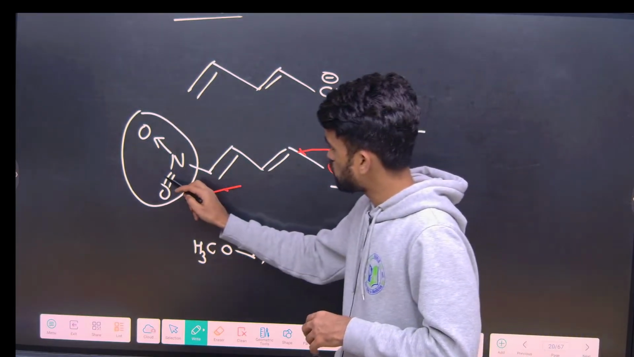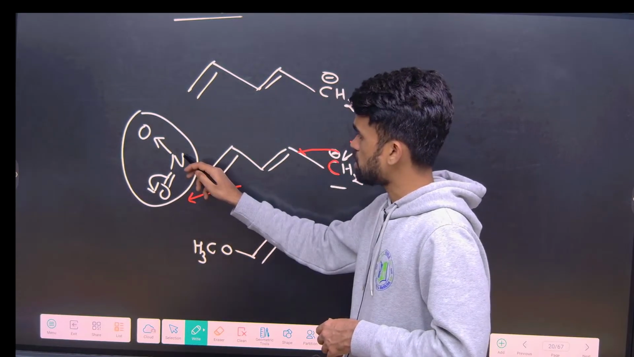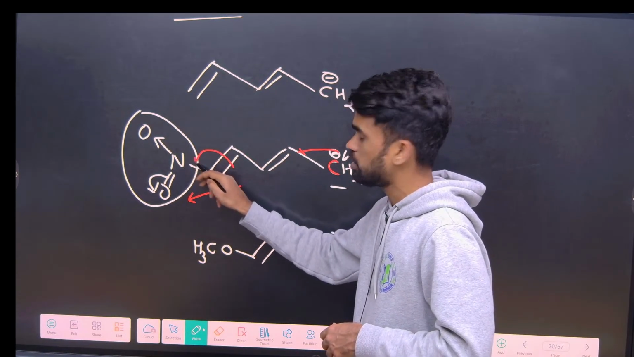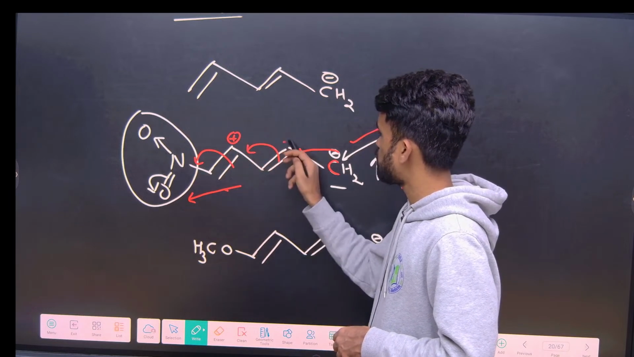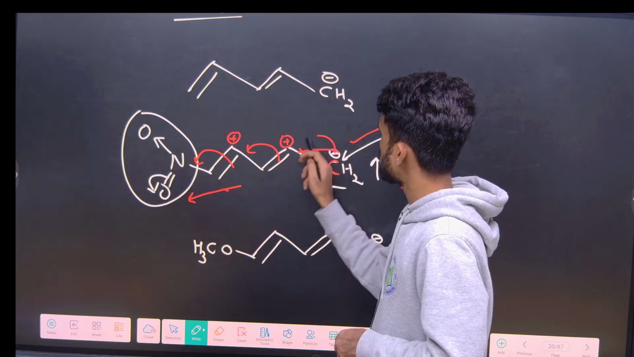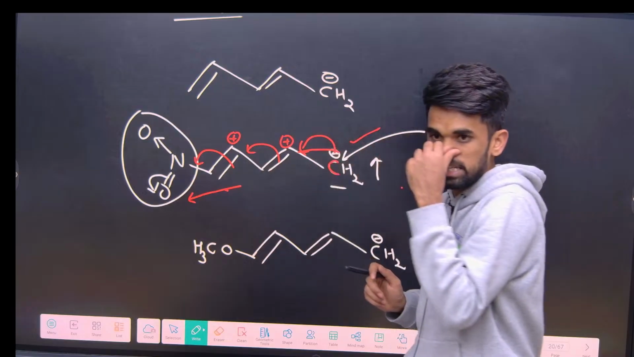See, it will withdraw the pi electrons towards oxygen, which creates a positive charge on nitrogen. Now this will be shifted here. Okay, we will get a positive charge here, and this will be shifted here, you will get a positive charge here, and to that positive charge this oxygen's negative charge is given. So this kind of conjugation is seen in this case.